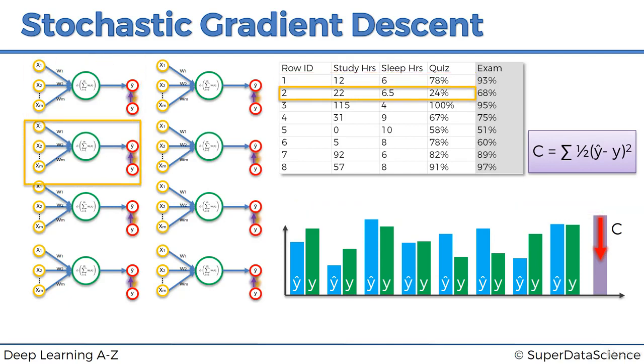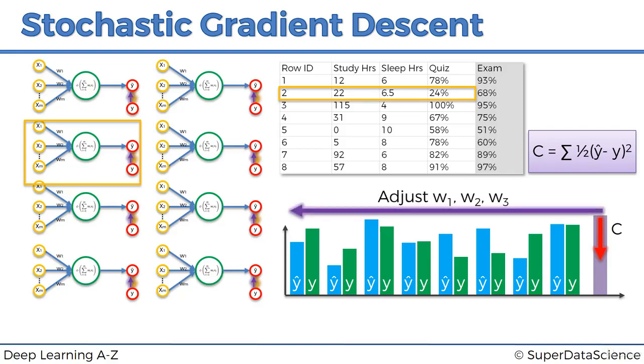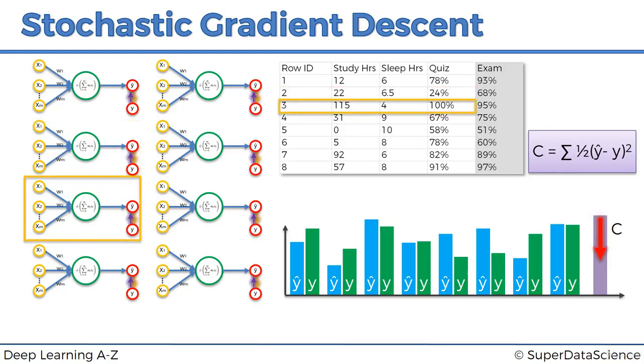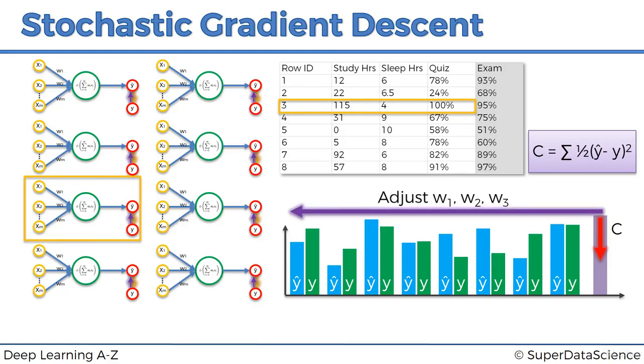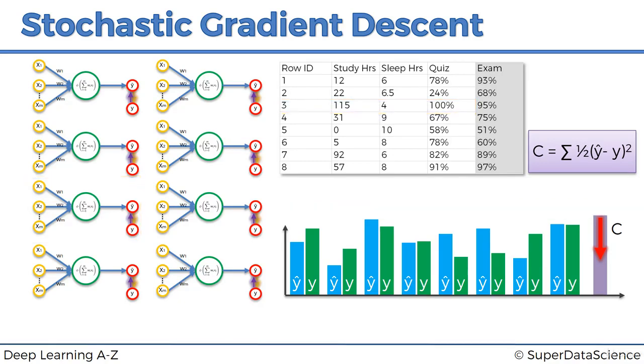Then we move on to the second row. We take the second row, we run our neural network, we look at the cost function, and then we adjust the weights again. And then we take another row, take row 3, we run our neural network, we look at the cost function, we adjust the weights. So basically, we're adjusting the weights after every single row rather than doing everything together and then adjusting weights. Two different approaches, and now we're going to just compare the two side by side.